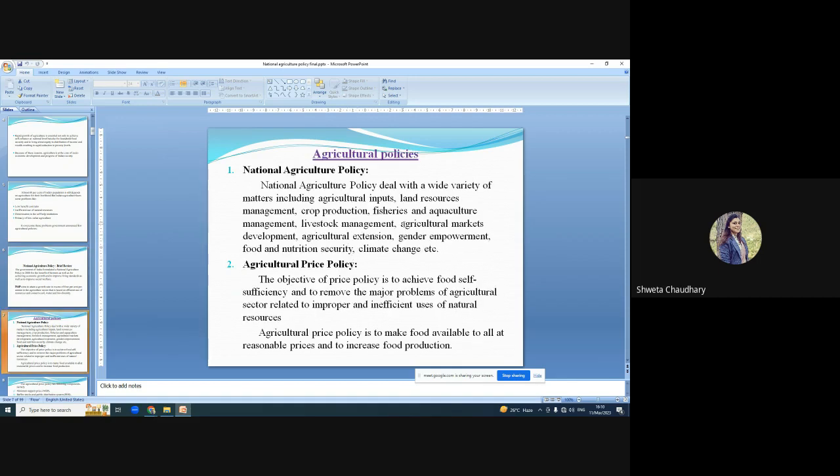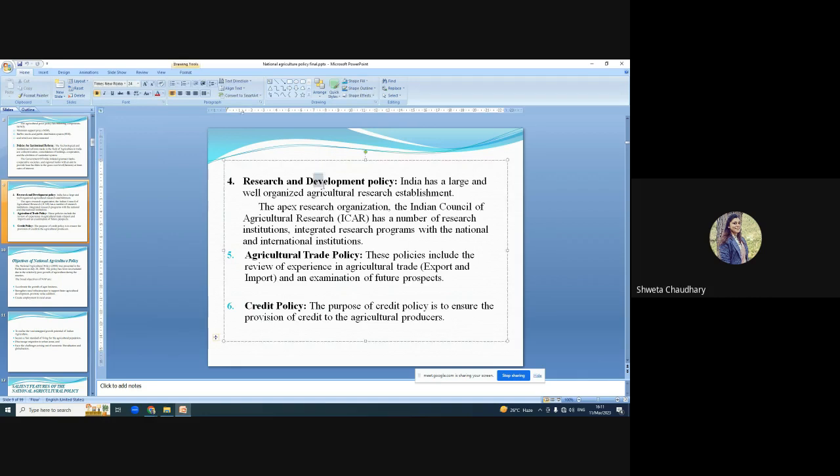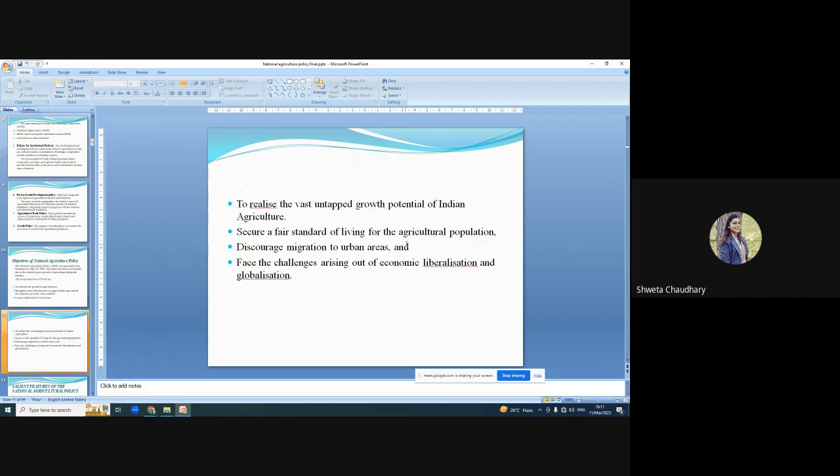That is, agriculture policy for agriculture, livestock, fisheries, and prices, to get better prices for the farmer, better storage facilities. Then for institutional reforms, we have different systems like the Zamindari system. We have Grameen Bank, Regional Bank, Cooperative Banks. Then for research and development policies, we have ICAR institutions that undertake various researches. Then for trade policy, we have export-import policies. Then for credit policies, we have different policies. Now the objectives of AP and NAP. These were the objectives.